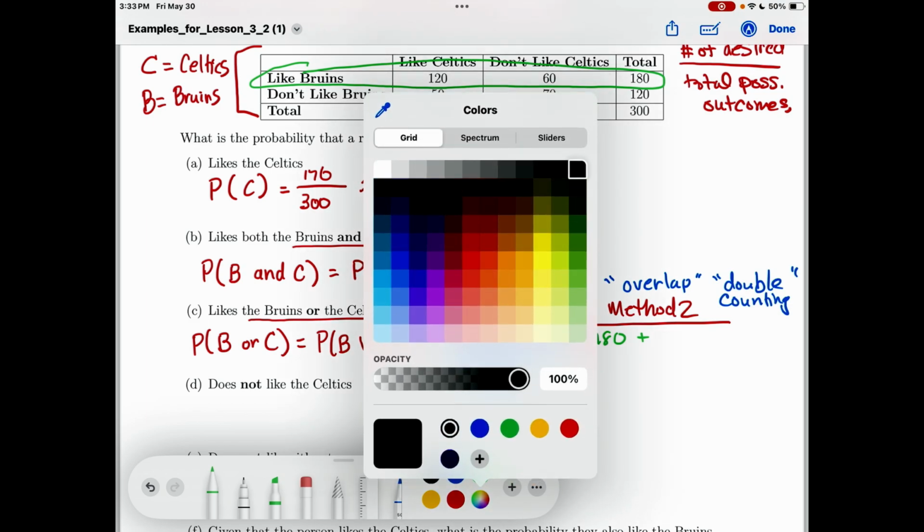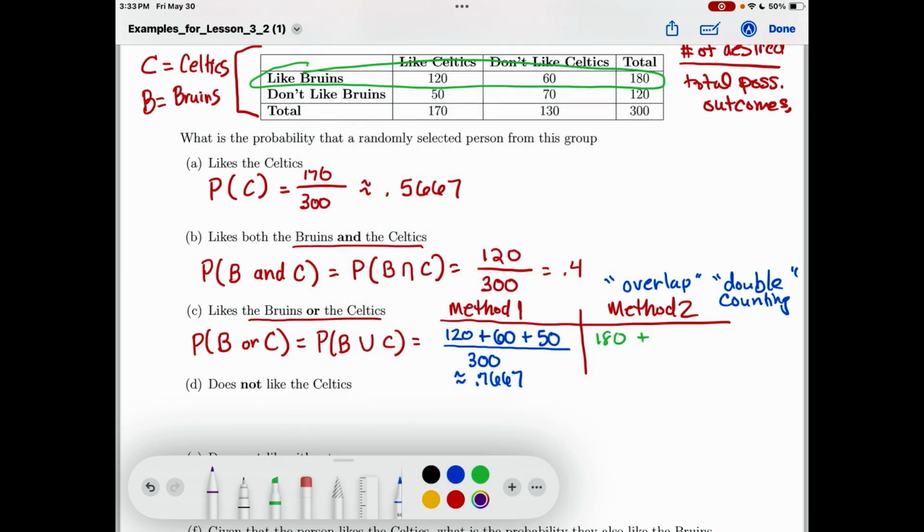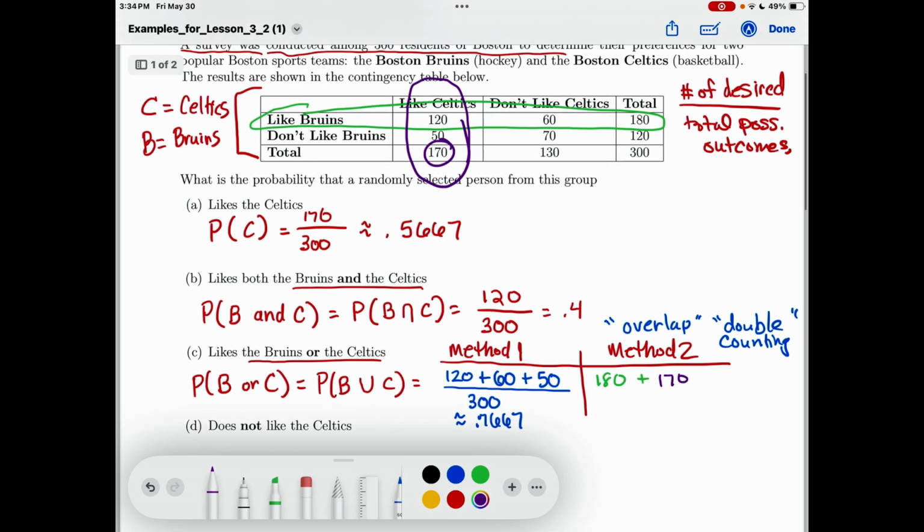Then let's look, I'll use a different color. Let's use purple. If I look at all the people that like the Celtics, that's 170. However, notice that in both of my counts of 180 and 170, I counted this 120 in both groups, right? I counted that 120 when I went down and added up all the people that like the Celtics, and then I counted that 120 in everybody that liked the Bruins. So I double counted. So I'm going to subtract that extra 120 off so that we don't double count.